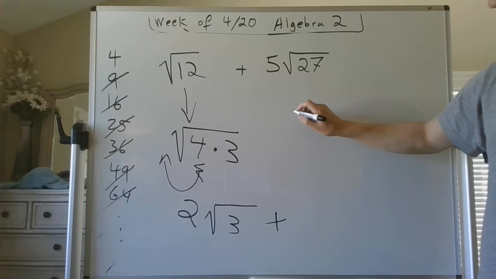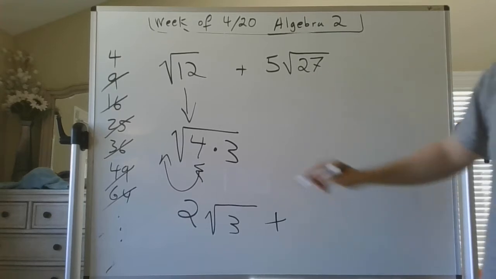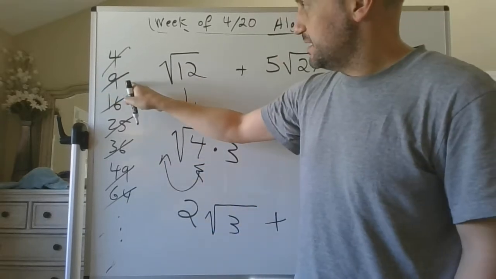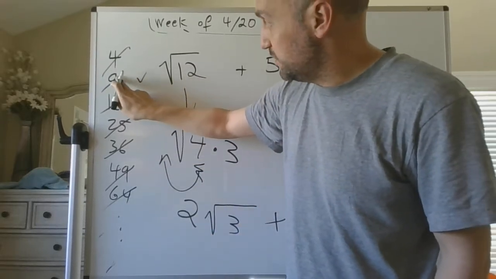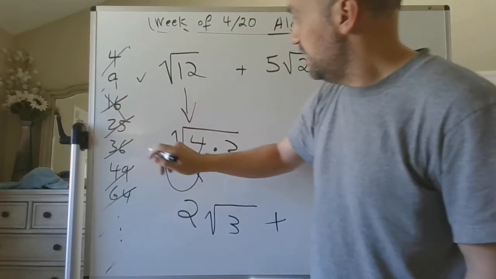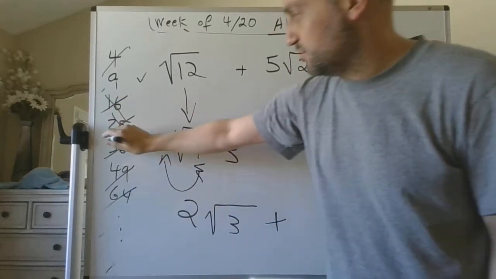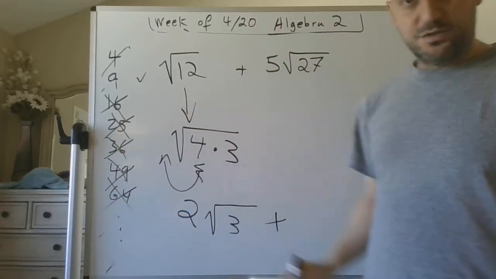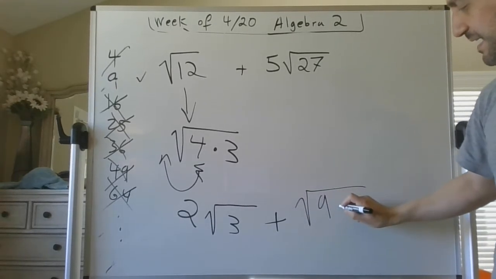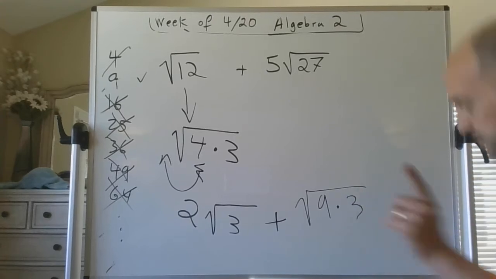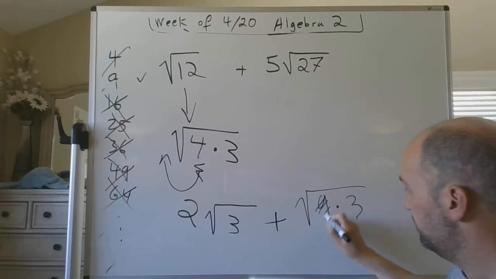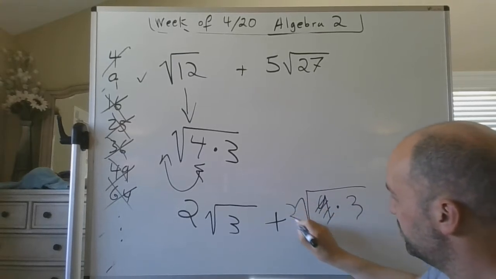Guys, think about it. What goes into 27? Does 4 go into 27? No. Does 9 go into 27? Yes, it actually does. But let me just make sure to check the rest. 16, no, it doesn't go into 27. 25, it obviously doesn't go into 27, and these are just way too big. So the only one that goes into 27 is 9. So let's think about this. 27 is 9 times 3. Which one's a perfect square? That is 9. The square root of 9, when you bring it out, is 3.